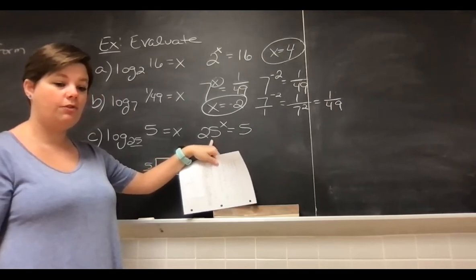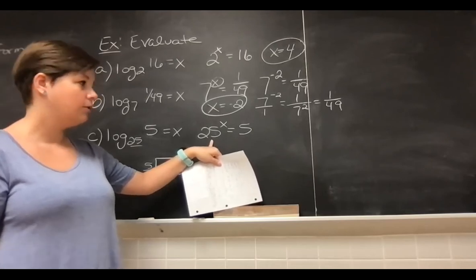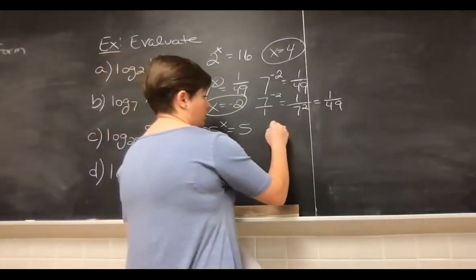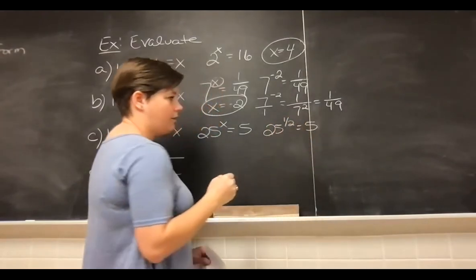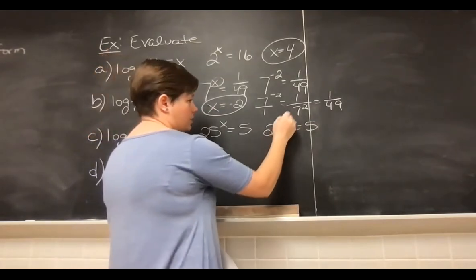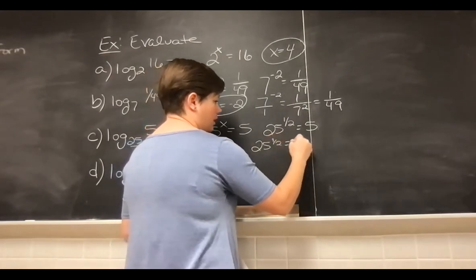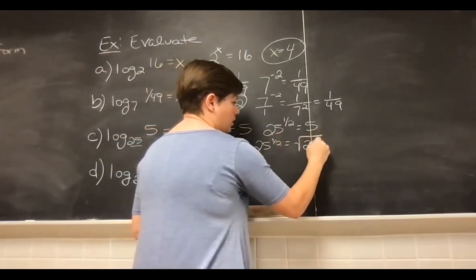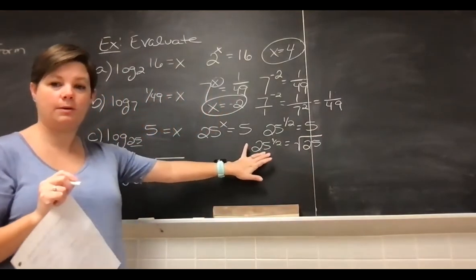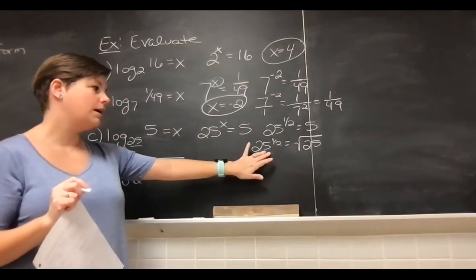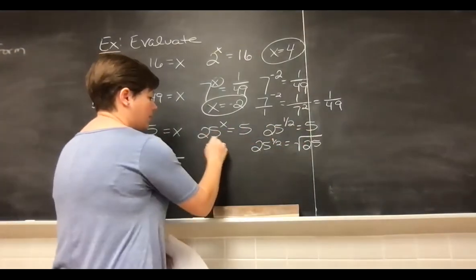Now, hopefully from 4.1, you remember how do we write it if it's a square root? We write it as a fraction. That means 25 to the 1/2 equals 5. Because 25 to the 1/2 is the same thing as writing the square root of 25. This is from 4.1, and also we talked about it some back in chapter 1. But square root of 25 is 5, thus our x would be 1/2.